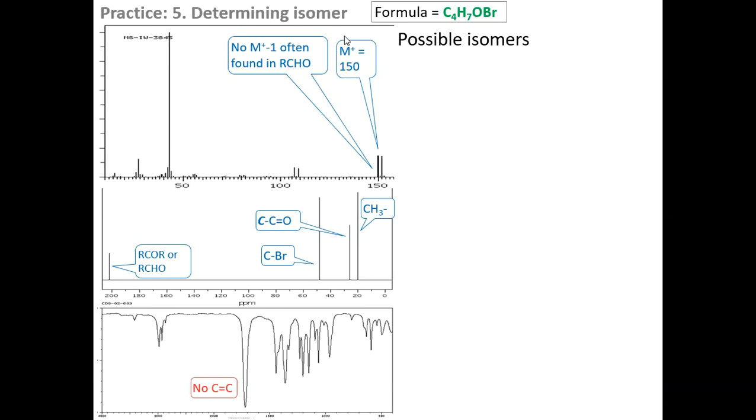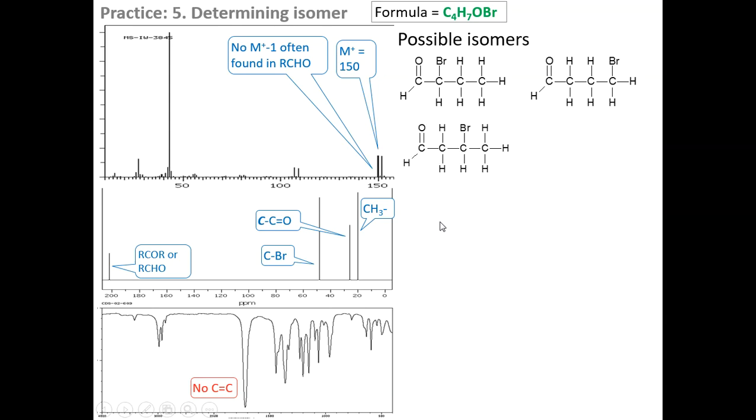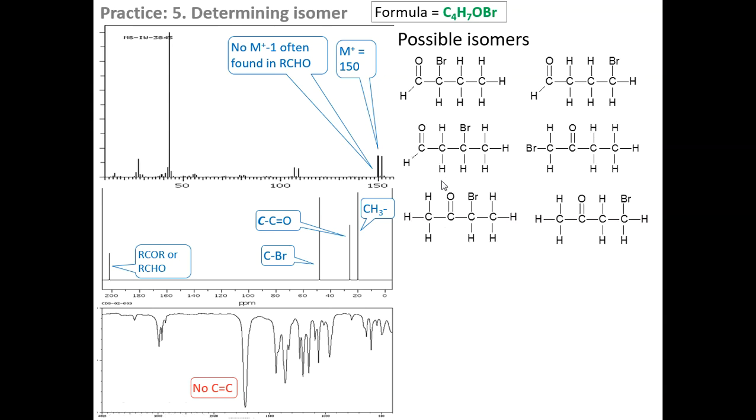So we have worked out previously that our molecular formula is C4H7OBr and that we have a carbonyl group and we do not have a carbon-carbon double bond. So if we draw our possible isomers, these are the ones that could happen.